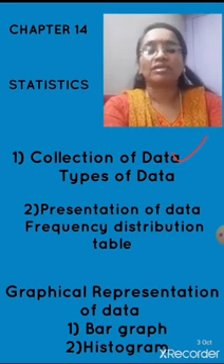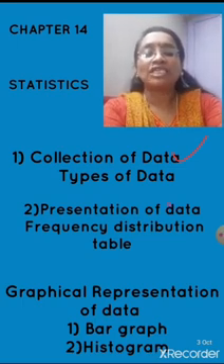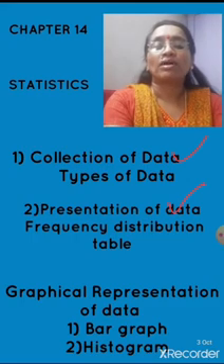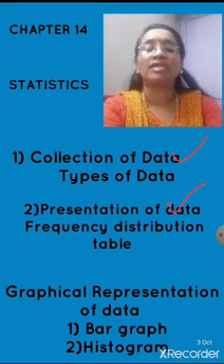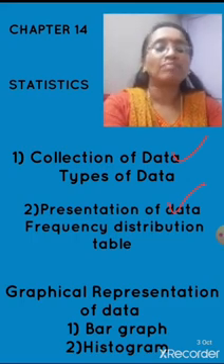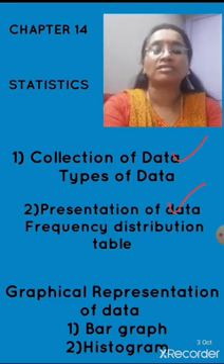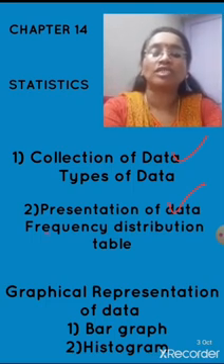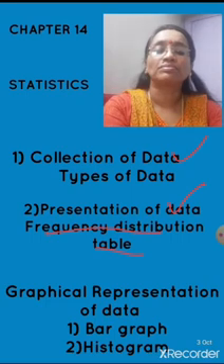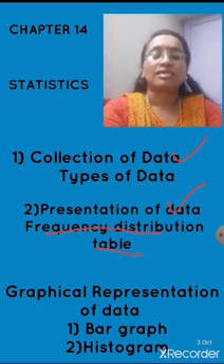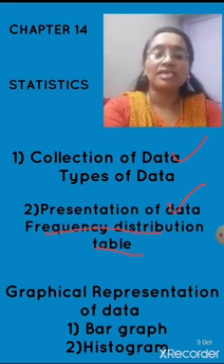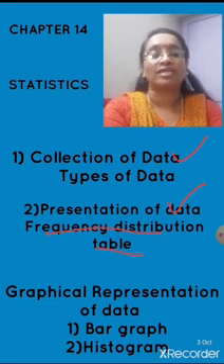Next step, presentation of data. How to present a given data. Tabular presentation. The table is known as frequency distribution table. Next, third section, graphical representation of data.